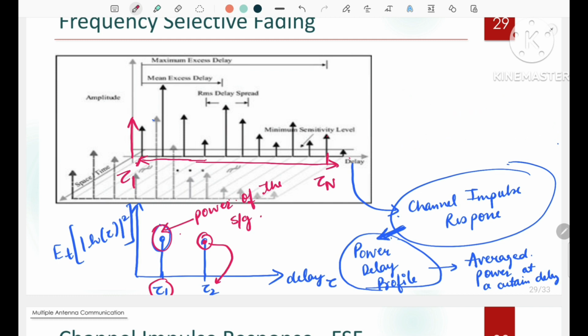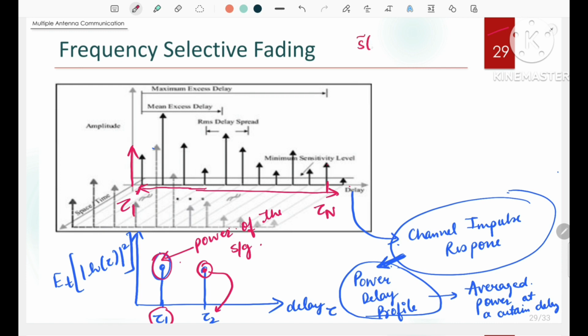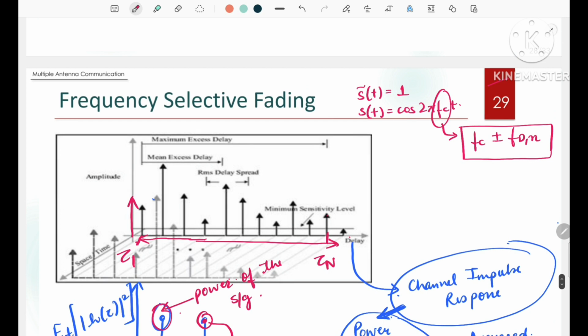Similarly, in flat fading, we have seen that when s tilde t is equal to 1, then s of t is cos 2 pi fct, that is we have a continuous wave transmission. In case of flat fading, this fc got modified to fc plus or minus fd,n. As a result, we are receiving a whole bunch of frequencies at the receiver. Thus, instead of fc, in flat fading we receive fc plus fm and fc minus fm. So even though we have sent a single tone, we get a whole range of frequencies around fc. That is, the frequency is getting spread in flat fading, and we call it Doppler spread.